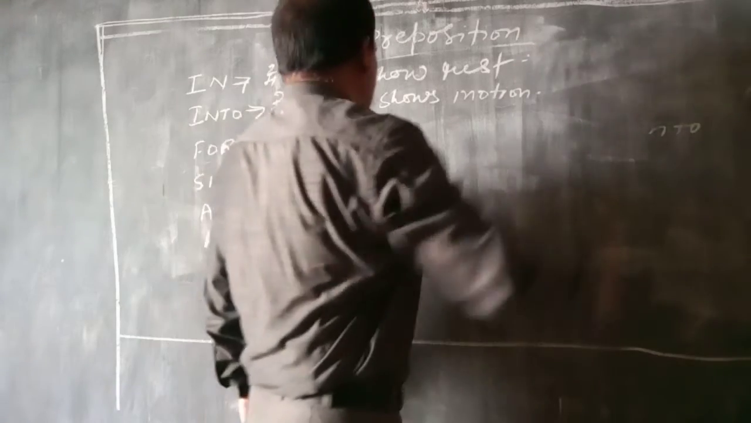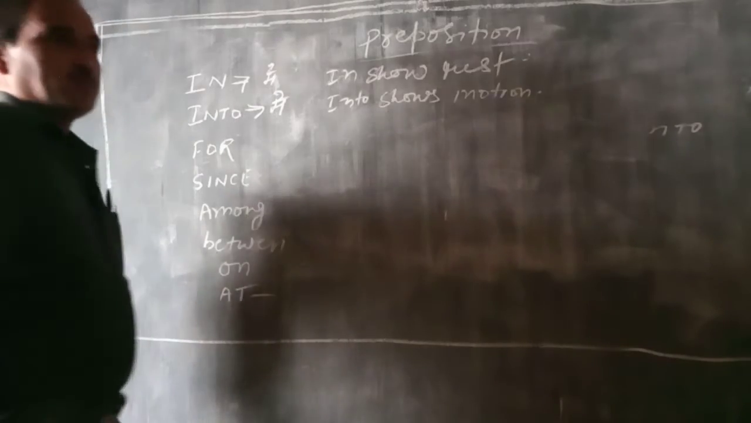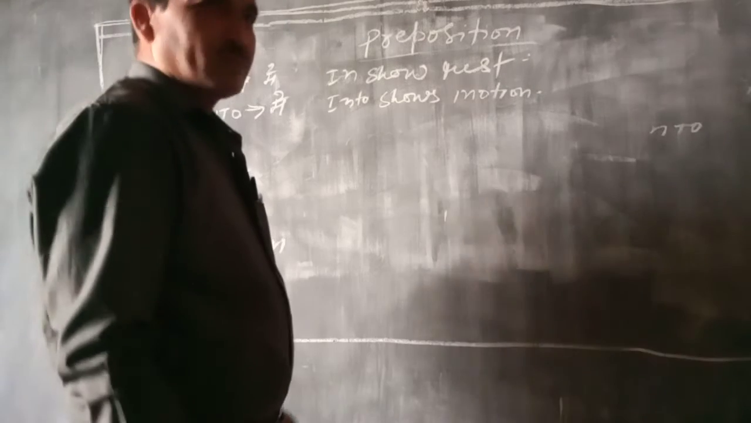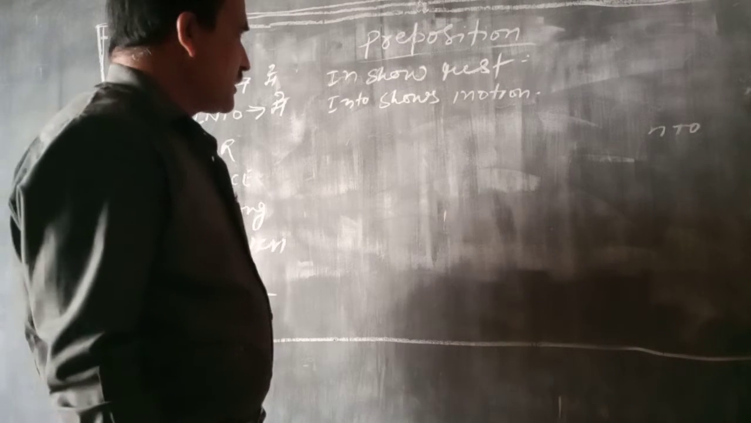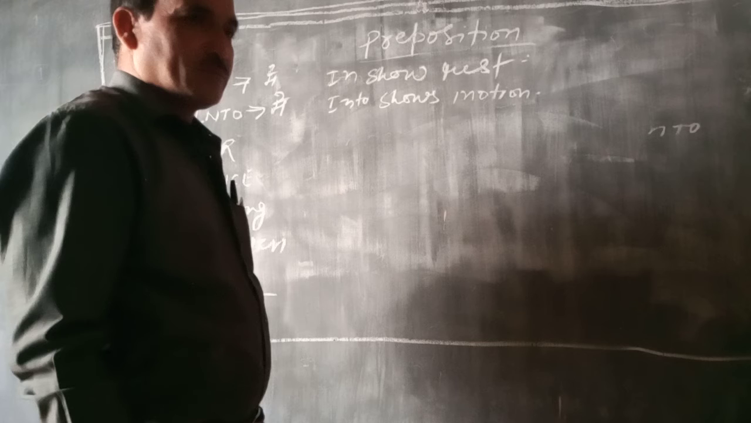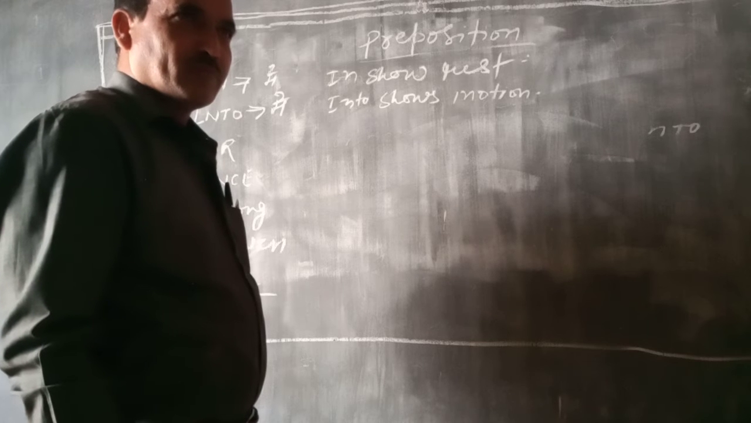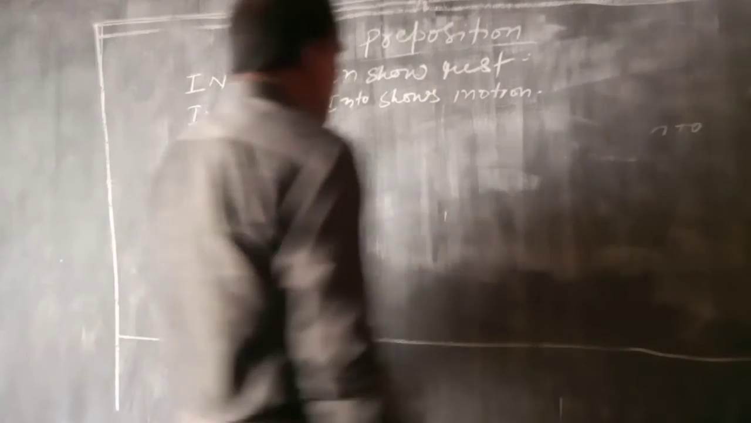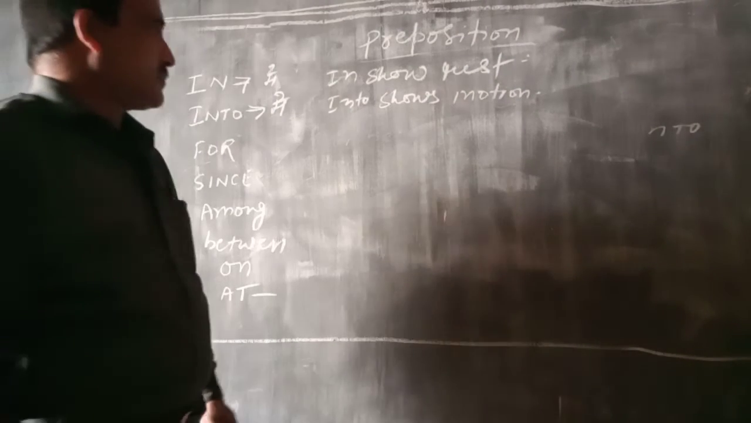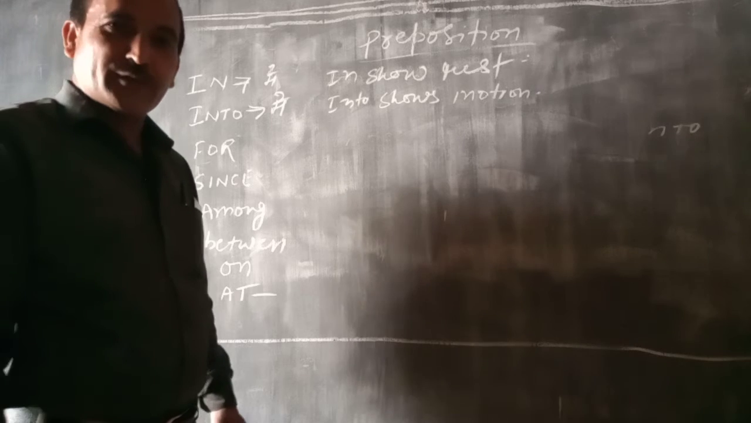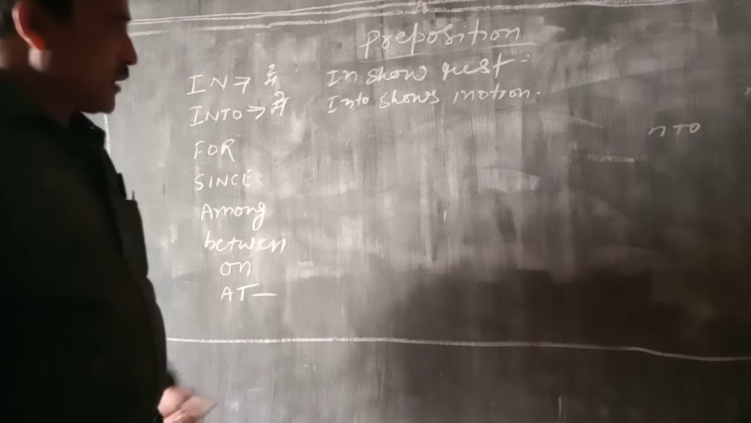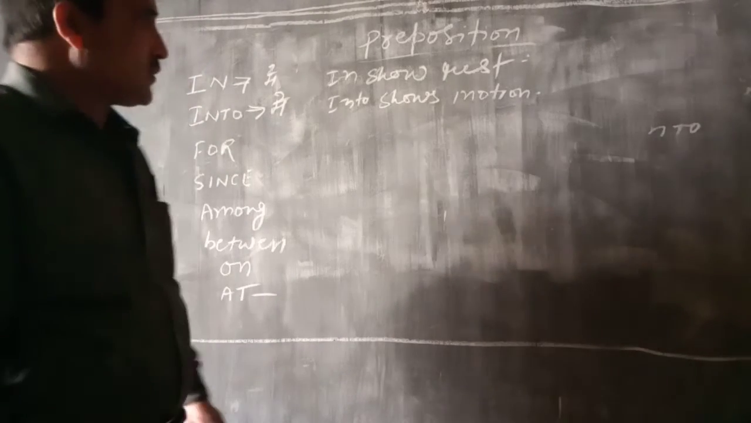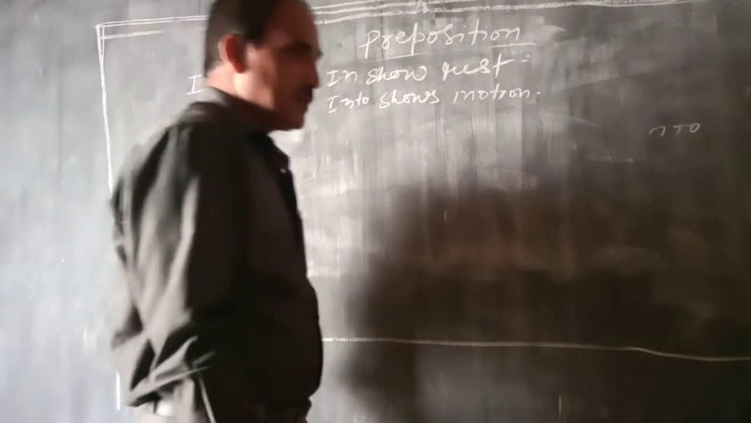Examples where you can use them. Fish live in water. I live in a house. It is right, but you cannot say that I live into a house. It is wrong, because you are not in motion in your house. You are not entering the house in motion.